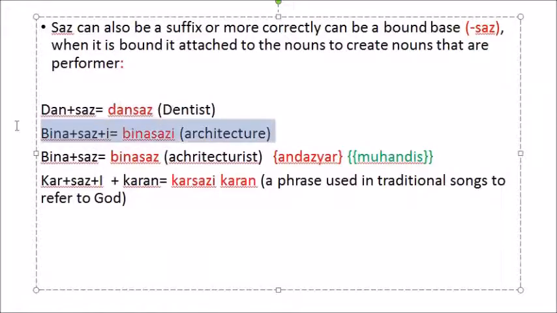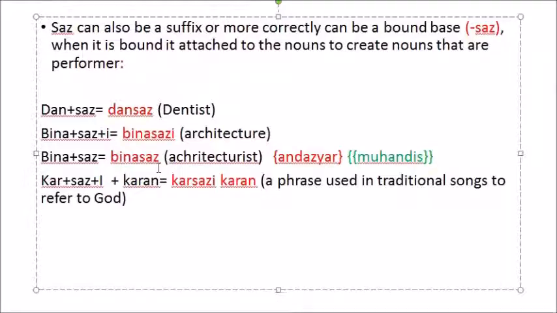Then binasazi means architecture. But if I say binasaz, without the i at the end, bina means building. There is another word for building, balakhana, which also means a building, but we cannot combine it with saz. But bina plus saz will be binasaz, and binasaz means architecturist.